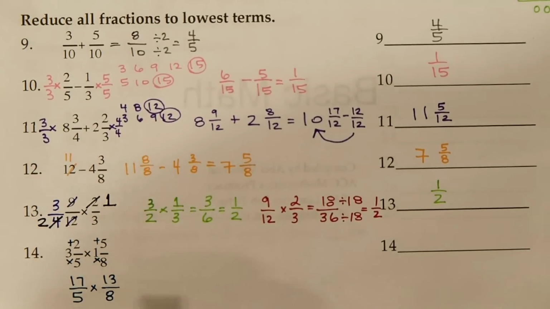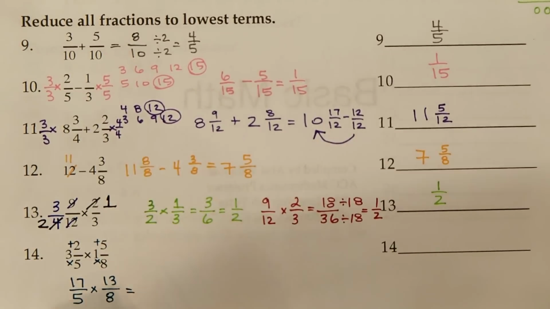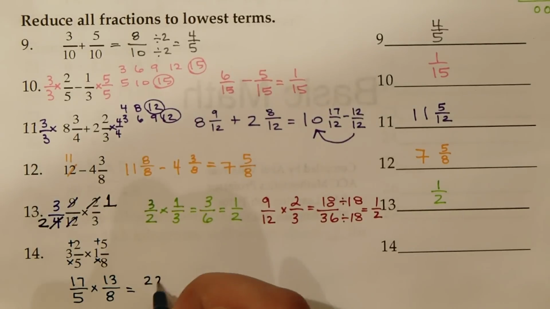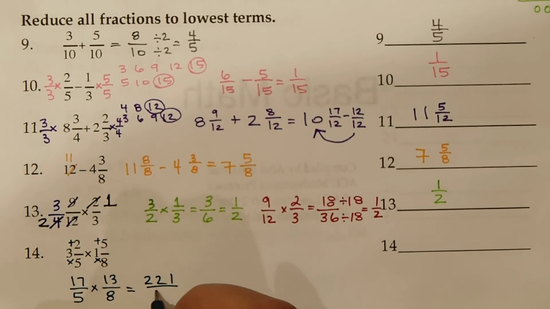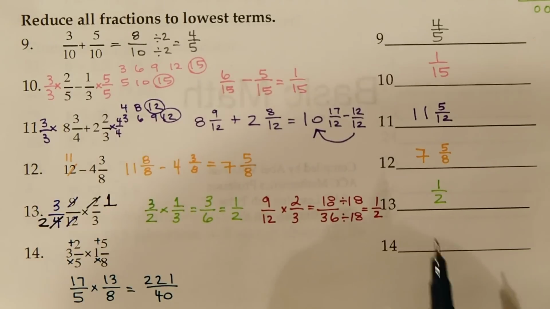Now, I don't see much here that can be reduced. So 17 over 5, 13 over 8, none of these things can reduce. So we're just going to have to multiply straight across. So 17 times 13 is 221. 5 times 8 is 40. So what we want to do is simplify this.